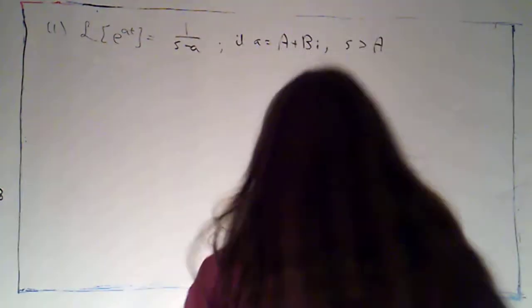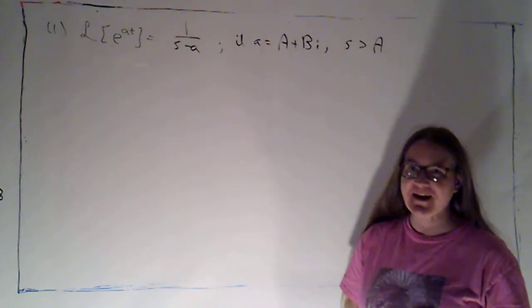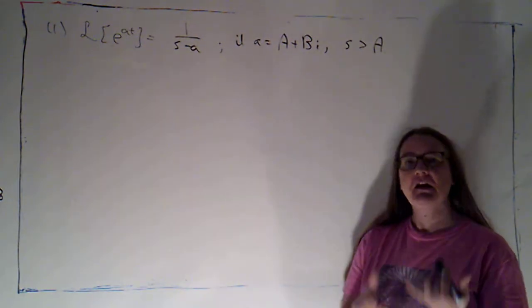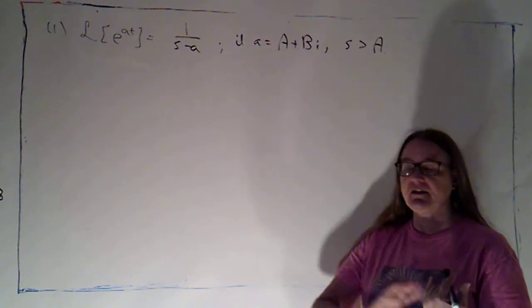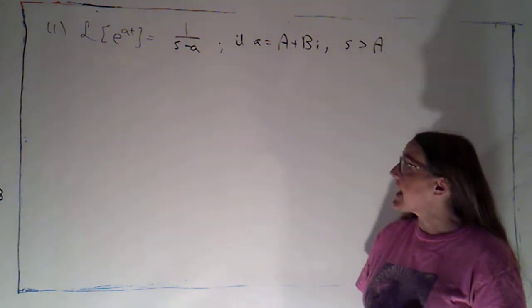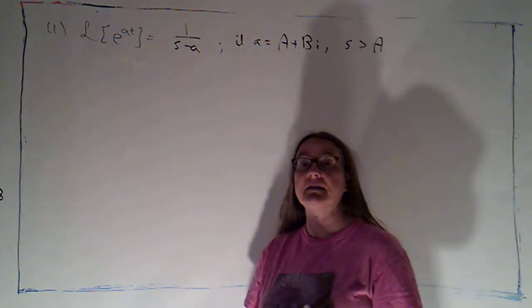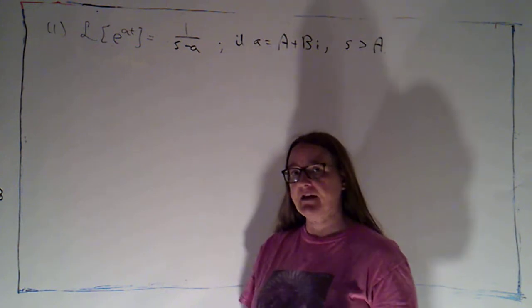So far, we've taken a look at two different ways to derive the Laplace transforms for sine of omega t and cosine of omega t. The first was directly from the definition, evaluate the integral, involved some integration by parts. The second was to take a look at the Laplace transform of e to the i omega t, and then take the real and the imaginary parts.